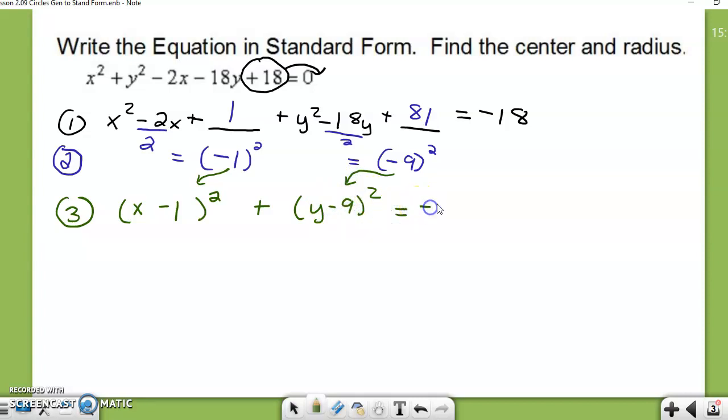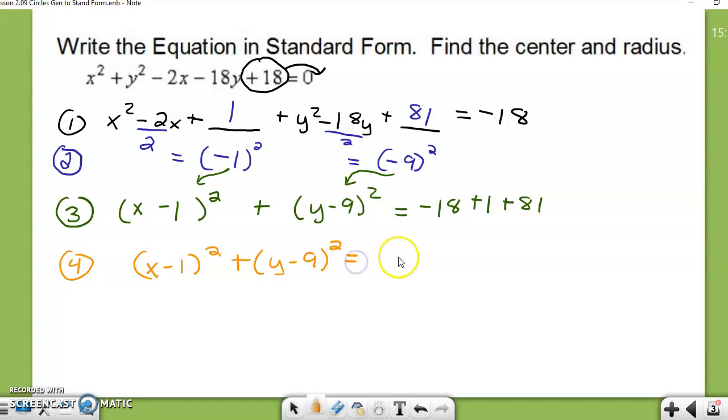Now, I have a negative 18 over here, but my equation is not balanced. Remember, I added 1 to this side of the equation, but I didn't add it over here, so I need to do that. Also, I added 81 on this side of the equal sign, and I didn't do it here, so I need to do it on this side. Now I'm ready to simplify. So I have x minus 1 squared plus y minus 9 squared equals, when I simplify, I get 64.